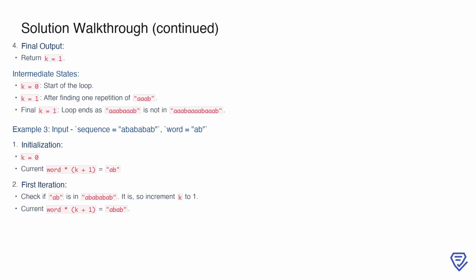Now, consider an example where the sequence is ABABAB and the word is AB. As before, we initialize k to 0 and calculate the first repetition of the word, which is AB. Checking the sequence, we find AB, so we increment k to 1. This leads to the next repetition, ABAB, which is also found in the sequence, so k is incremented to 2. These steps will continue as long as the calculated repetition exists in the sequence.